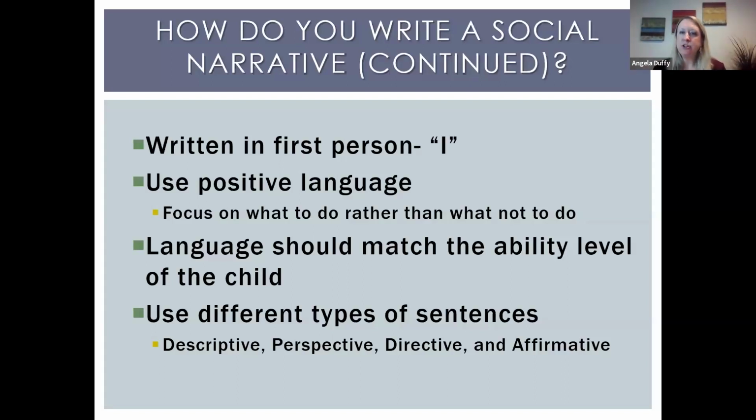As I said before, it's really important to write the social narrative at the same level as your child. Even if they're not reading it to themselves, if you're reading it to them, they still need to understand what you're saying, right? So that's really, really important. And you're going to use different types of sentences in the social narrative, and we'll go over these: descriptive, perspective, directive, and affirmative sentences.